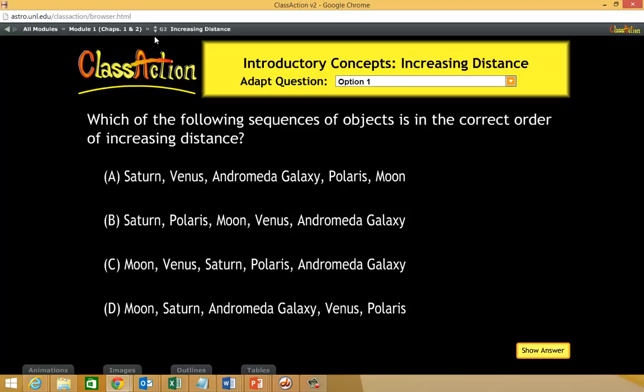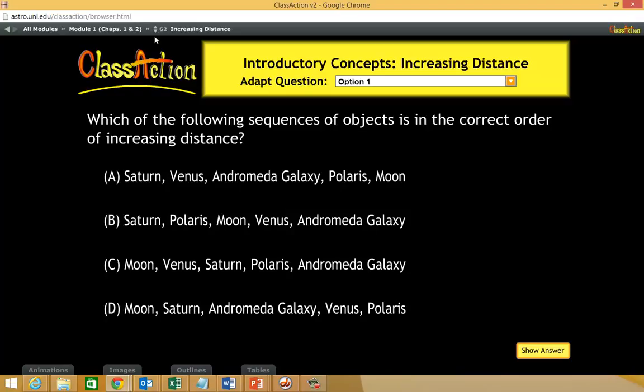Well, I know that the Moon is closer to the Earth than Saturn is, and you don't have to know the actual distances. You just have to know relative to each other which one is closer. So the Moon is closest, and therefore we can essentially get rid of options A and B. And that puts us between C and D, which is the correct order.